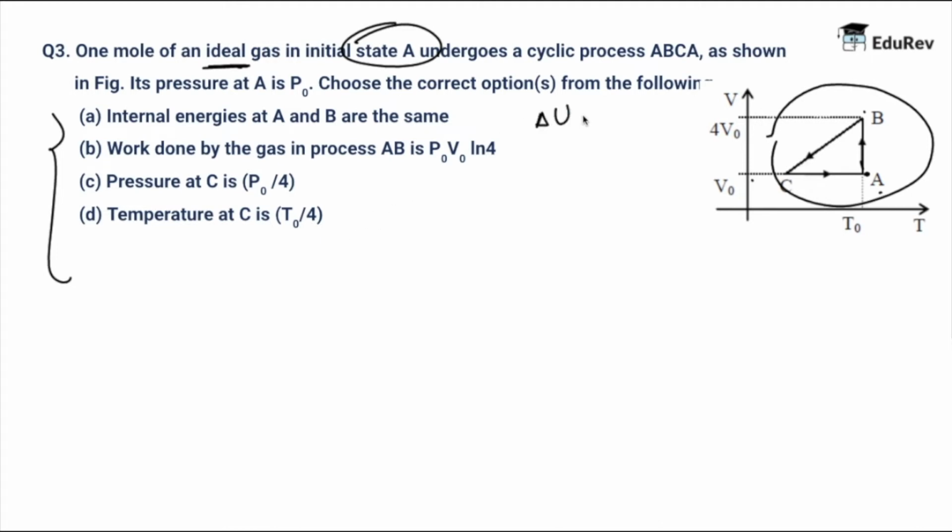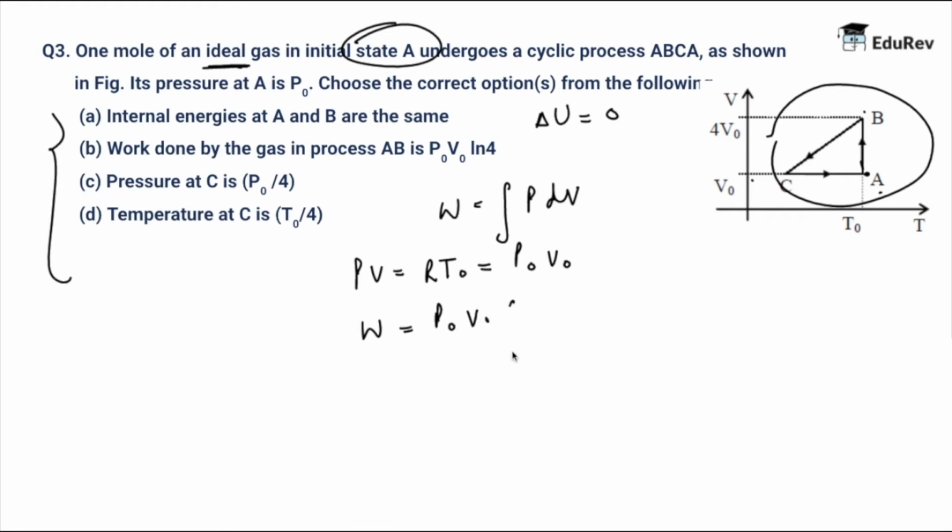That is what I am saying, that delta U is 0. Now in the process from A to B, we know that work done is what? Work done is integral of P dV, correct? Now as we know that PV is RT naught, which is equal to P naught V naught, so W will be equal to what? P naught V naught integral of dV by V from V naught to 4V naught. And when I'm going to solve this, my answer will be P naught V naught ln of 4, correct?